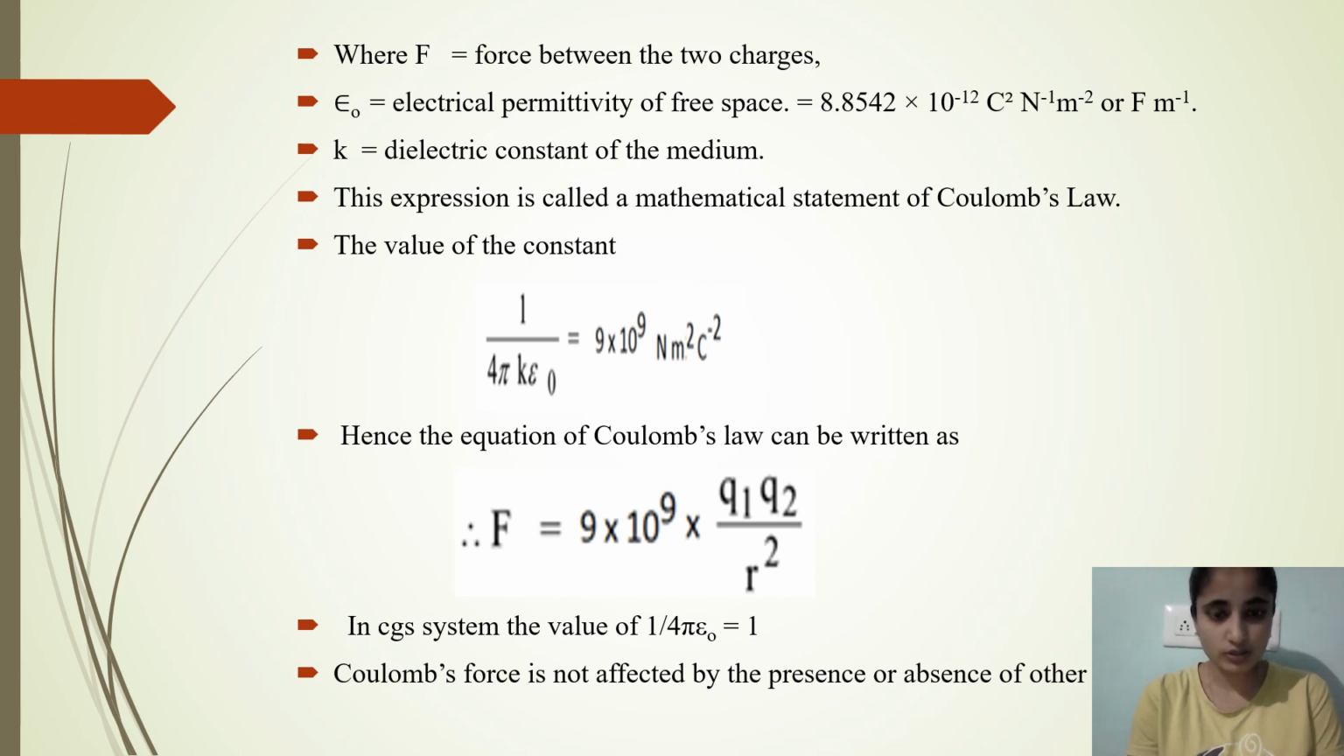The value of the constant, that is 1 by 4 pi K into epsilon naught, equals 9 into 10 to the power of 9 Newton meter square per Coulomb square. Hence the equation of Coulomb's law can be written as F equals 9 into 10 to the power of 9 into Q1 into Q2 by R square. In the CGS system, the value of 1 by 4 pi K epsilon naught equals 1.